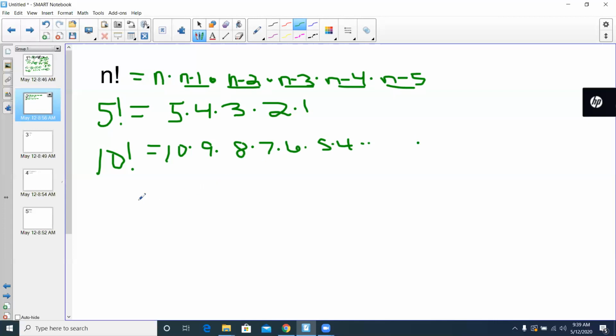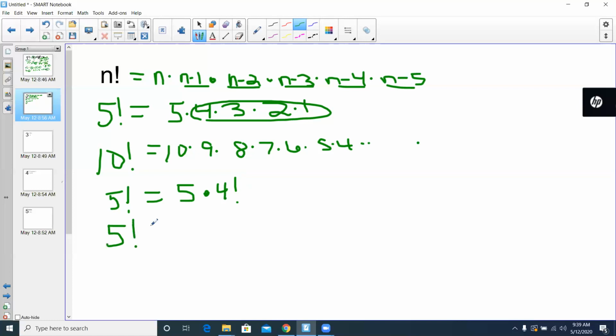Another thing I want to mention is that 5 factorial, we said, was 5 times 4 times 3 times 2 times 1, but you can also write 5 factorial as 5 times all of this right here. You could represent that as 4 factorial, because 4 factorial is 4 times 3 times 2 times 1. We could also say 5 factorial is 5 times 4, and then pick up with the 3: 3 times 2 times 1, which would be 3 factorial. So that's another way you can deal with factorials as well.